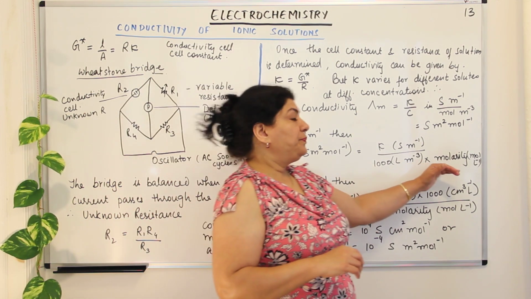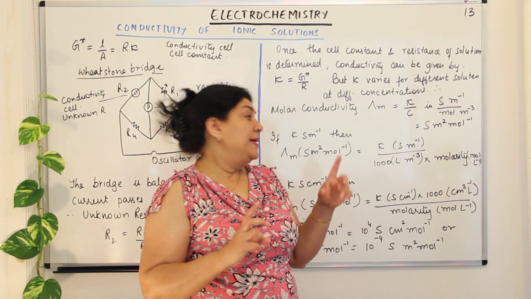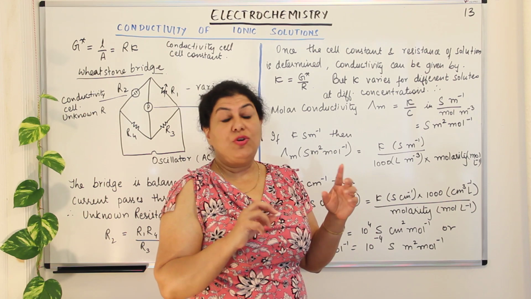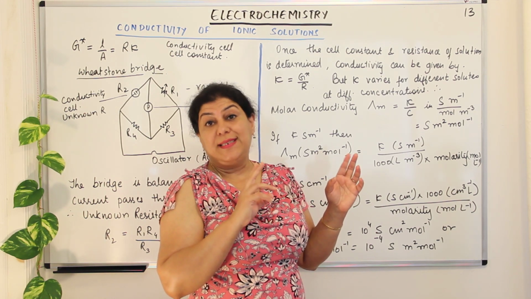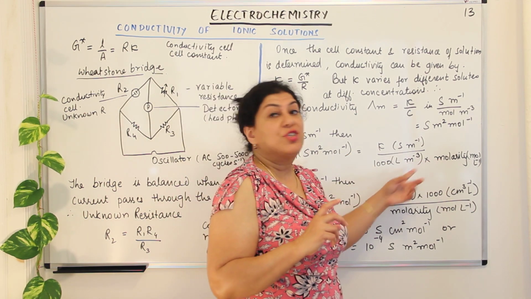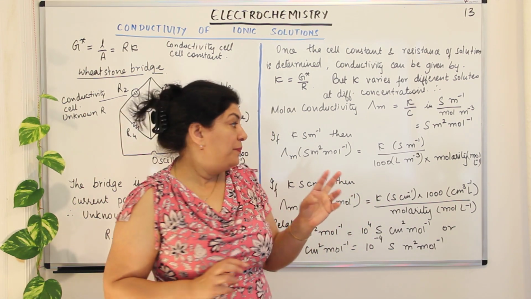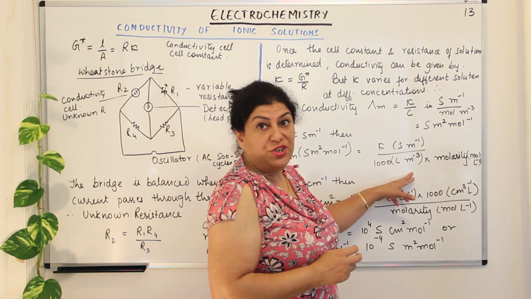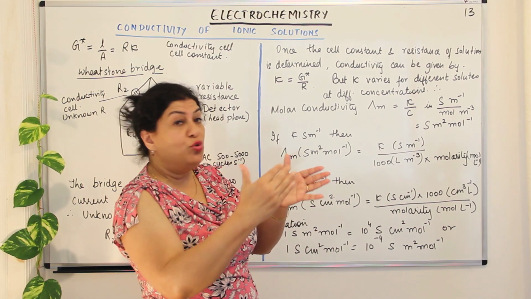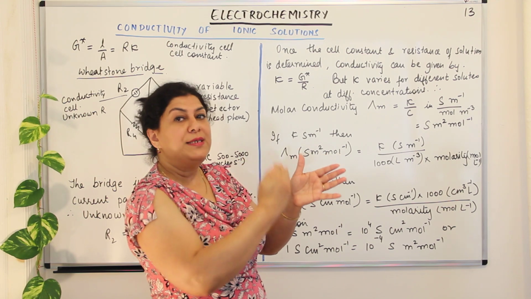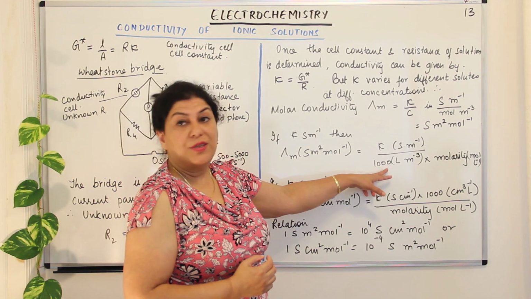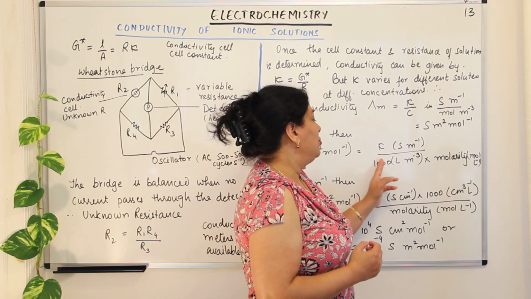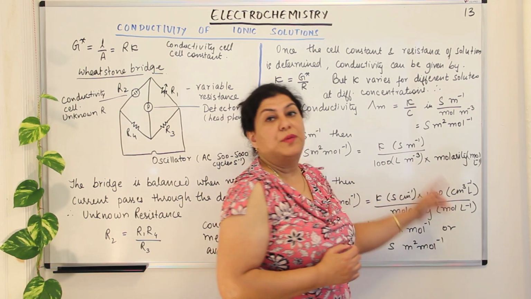And you know that 10 decimeters make 1 meter. Therefore, in order to convert it into meter cube, you will multiply decimeter cube by 10 into 10 into 10, which would be 1000. So you will multiply this value by 10 into 10 into 10, that is 1000 liters per meter cube.